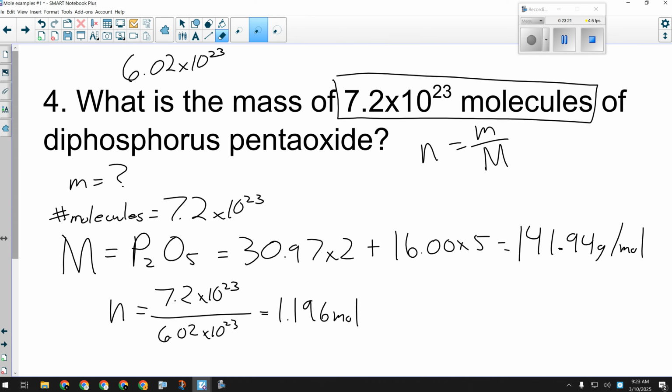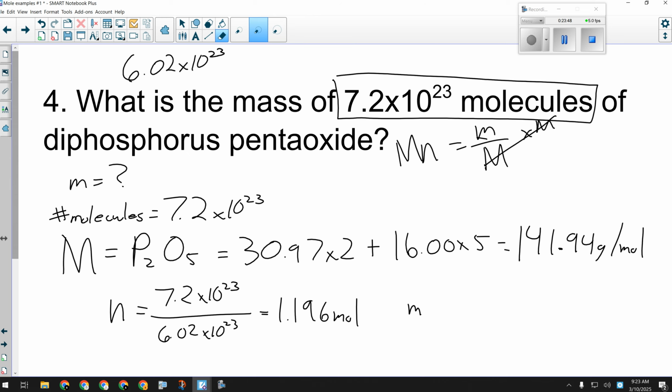Okay, I now have N and I have big M. Can I find little m? What do I have to do with big M? Right, I've got to move it to the other side. I've got to multiply it over to the other side. Okay, so now it's over there. Now I know what I have to do.